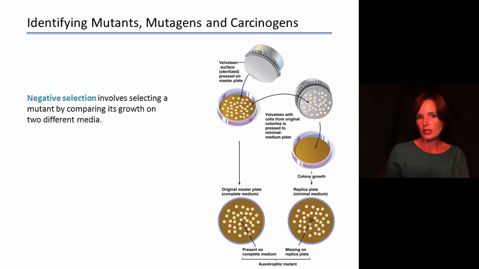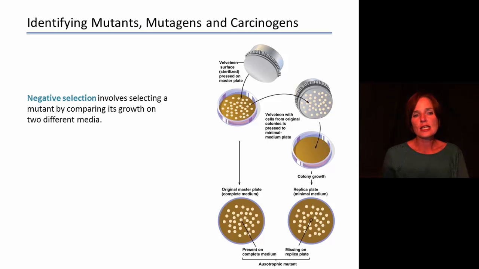We can also do negative selection. Negative selection is a little bit more work. This is going to be selecting a mutant by comparing its growth on 2 different medias. In this case, we're looking for something that grew on one and now doesn't grow on the other one, even though the wild type still grows on the other one. In other words, the wild type grows on both media, and this only grows on one.